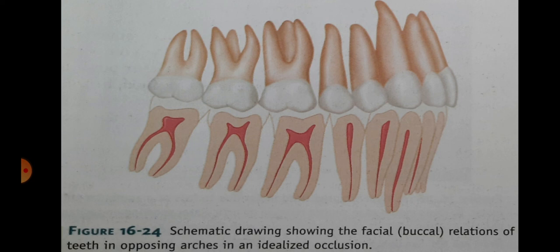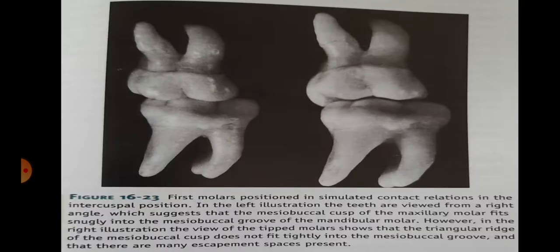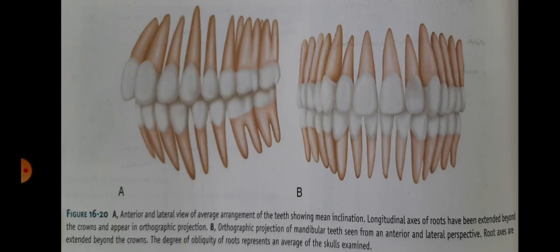See also figure 16.20 for better clarification. This is figure 16.20, the same picture. With the exception of the mandibular central incisor, which contacts only the maxillary central incisor, and the maxillary third molars. It is one of the exceptions, right? Which also contacts only the mandibular third molar.